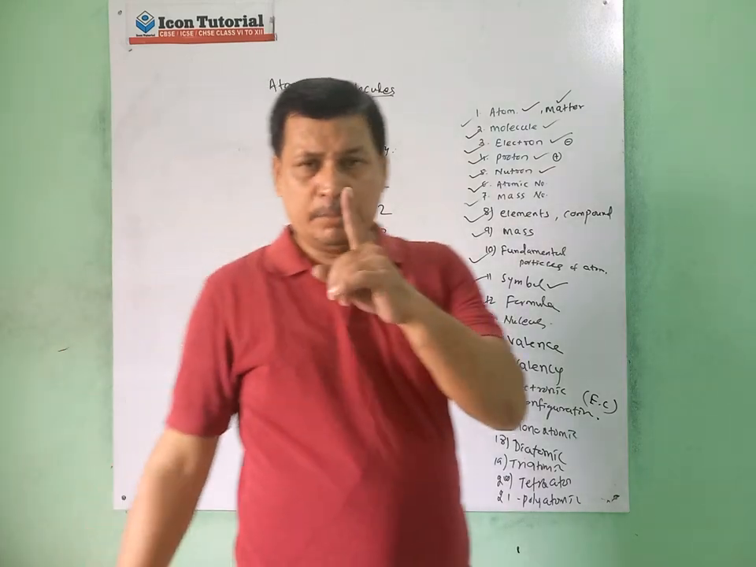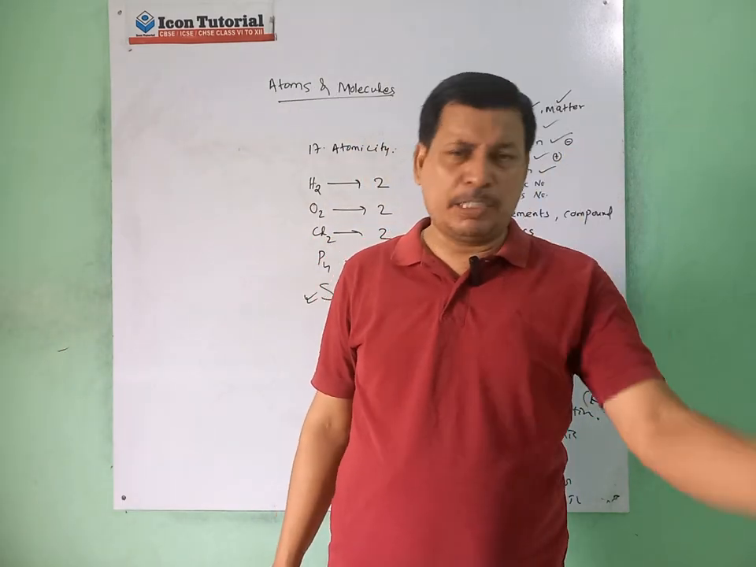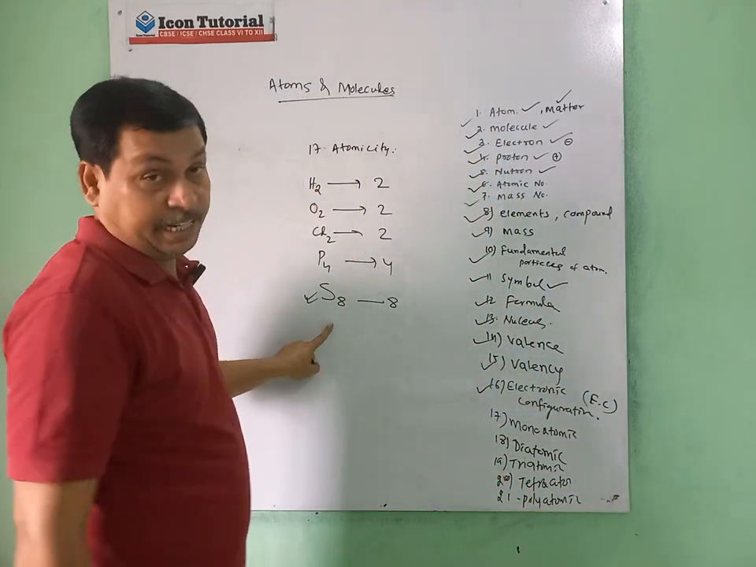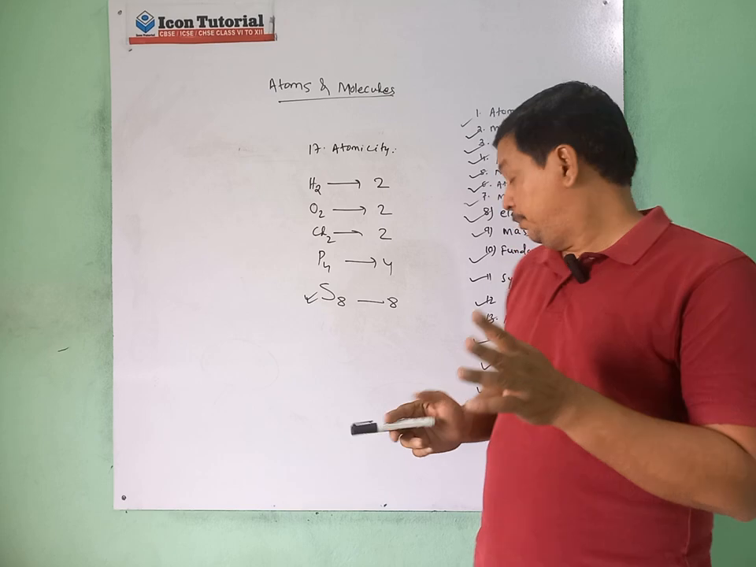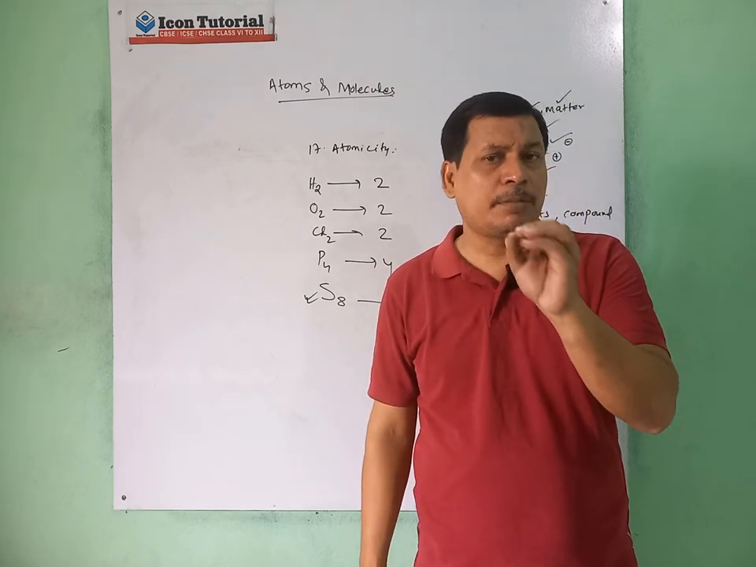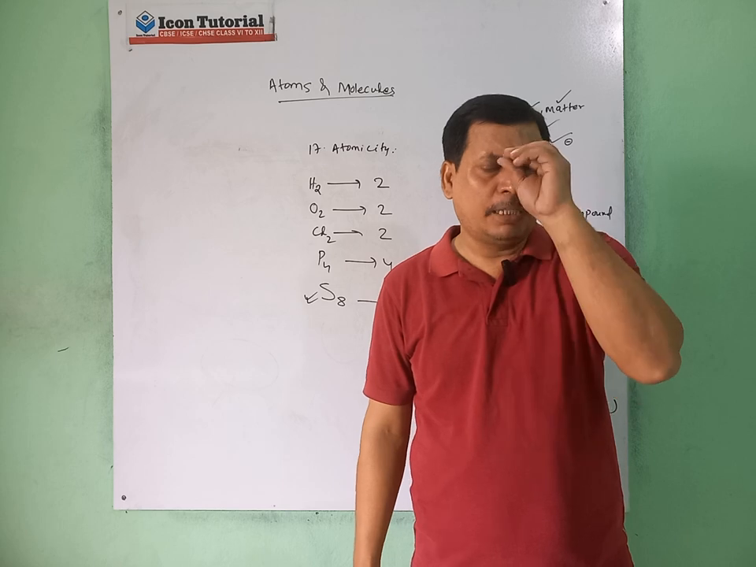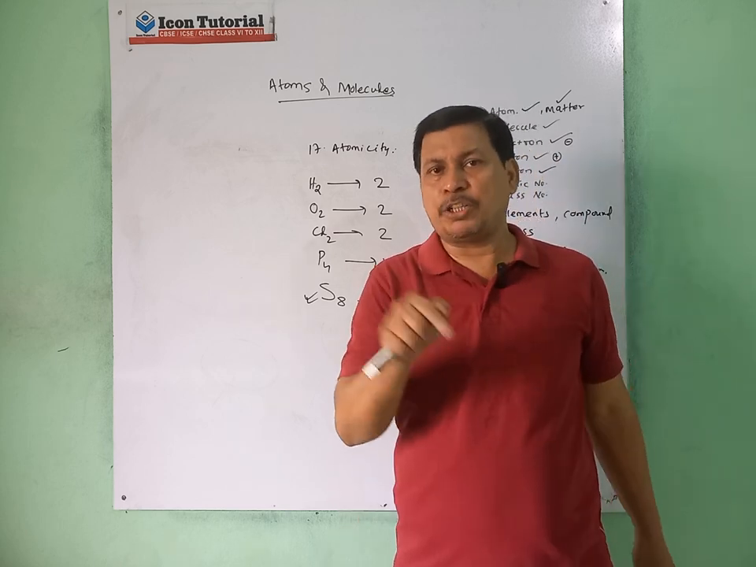If more than 4 atoms are needed to make one molecule, it is called polyatomic. For example, S8: sulfur, one molecule needs 8 atoms. 8 atoms are required to form one molecule of sulfur, that is S8. That is why it is called a polyatomic element.